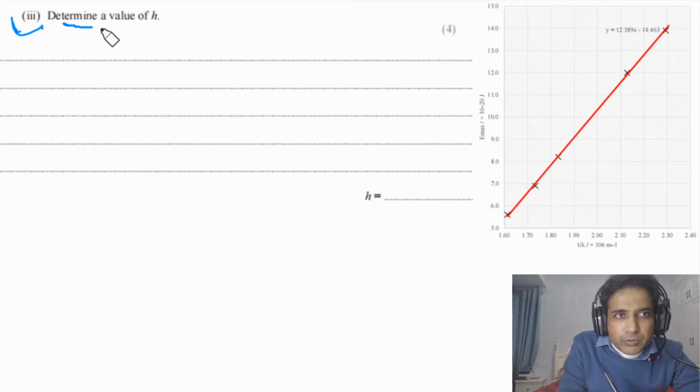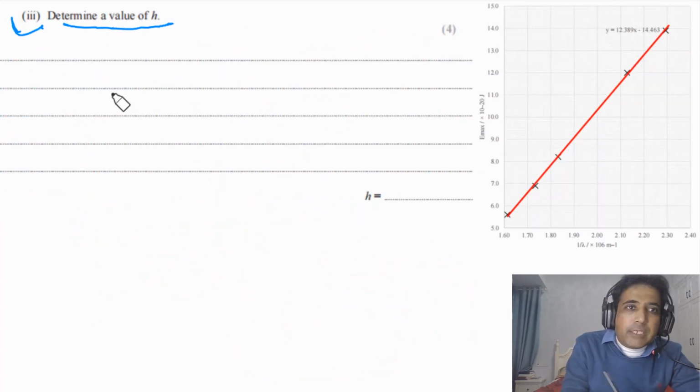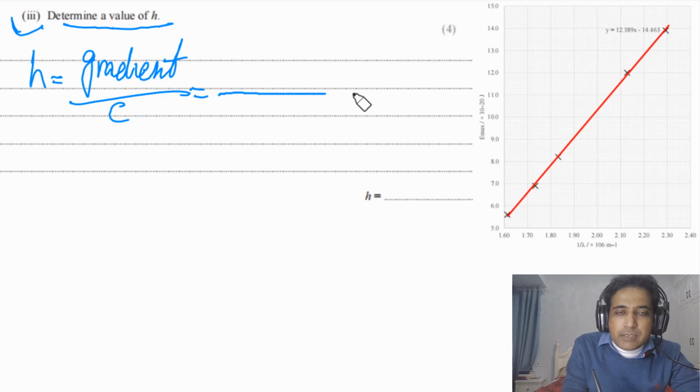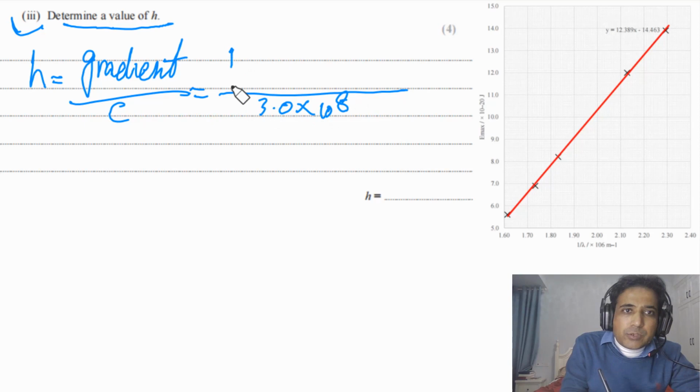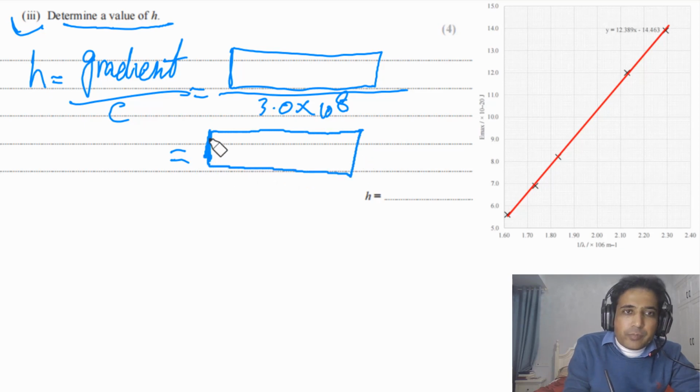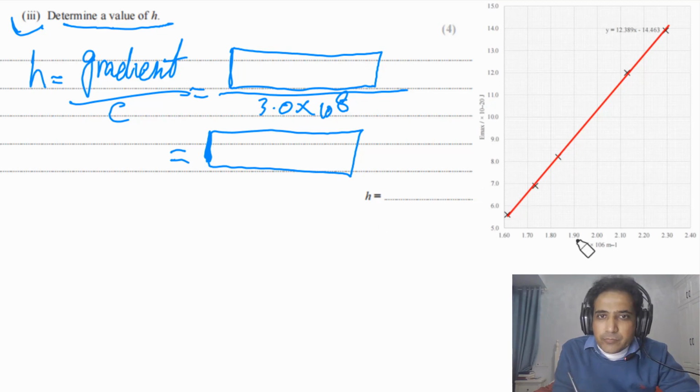For our third part, we need to determine a value of h, a value of Planck's constant. We have already discussed in the second part that Planck's constant is equal to gradient of the graph divided by c, and c is a constant, and this is equal to 3.0 times 10 to 8. So simply we need to calculate value of gradient. If we have value of gradient, then we can determine value of Planck's constant. So simply we need to calculate gradient from this graph. We can choose 2 points on this line. Let's say I take this point, and another point I can take here.